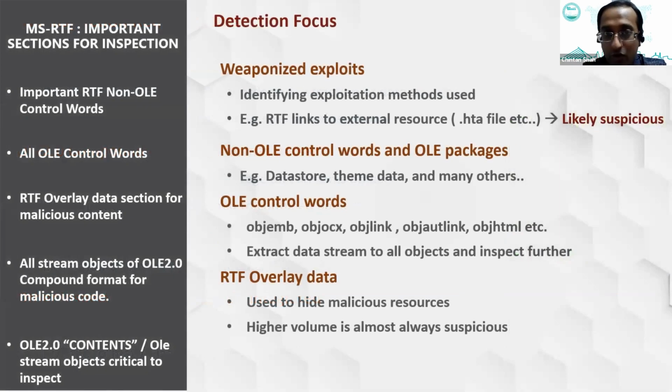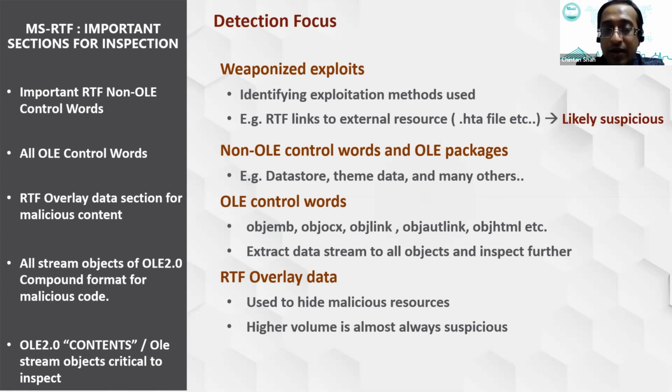So what is our detection focus here? Detection focus is to detect weaponized exploits. So we want to identify exploitation methods instead of just vulnerabilities. For instance, if an RTF links to an external resource, an RTF file or a JS file or any executable file, it should be an eye-catcher. Basically, it should be looked at with a little bit of suspicion. So we want to detect the exploitation methods.